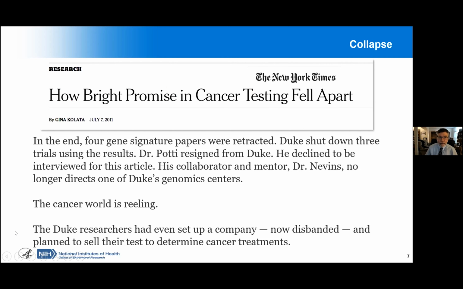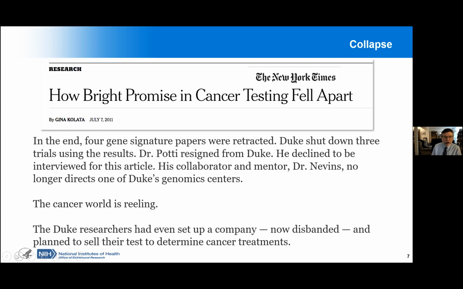And the whole thing then completely fell apart. And this is now a year later, an article that appeared in the New York Times, how bright promise in cancer testing fell apart. 4 gene signature papers were retracted. Turned out that this was falsified, fabricated data. Duke shut down 3 trials. Now, that's a big issue here. There were people with widespread cancer, very ill people, who were enrolled in clinical trials that were based on false pretenses. Dr. Pati resigned from Duke.